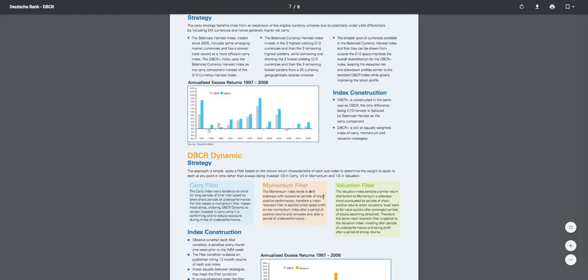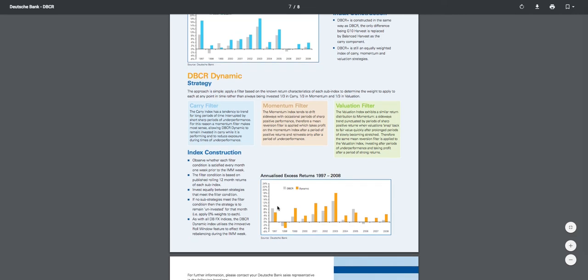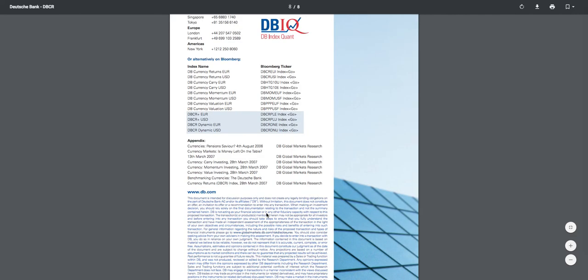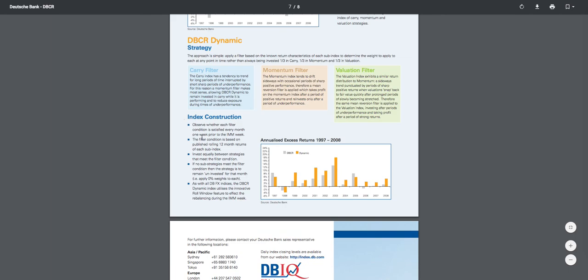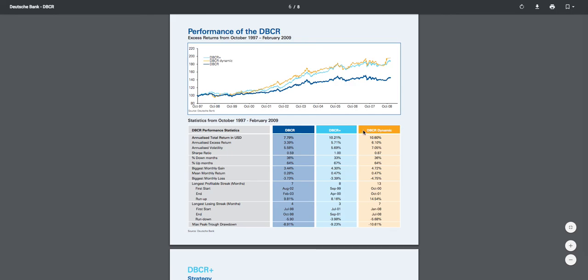Now let's go back to value. So the value filter applies a similar technique. It's still a mean reversion filter, and it just has the taking of profit, just like the momentum filter has. It's a bit of an oxymoron to call it a momentum filter because it's actually a mean reversion filter applied to momentum. So anyways, these filters, when applied, also improve performance.